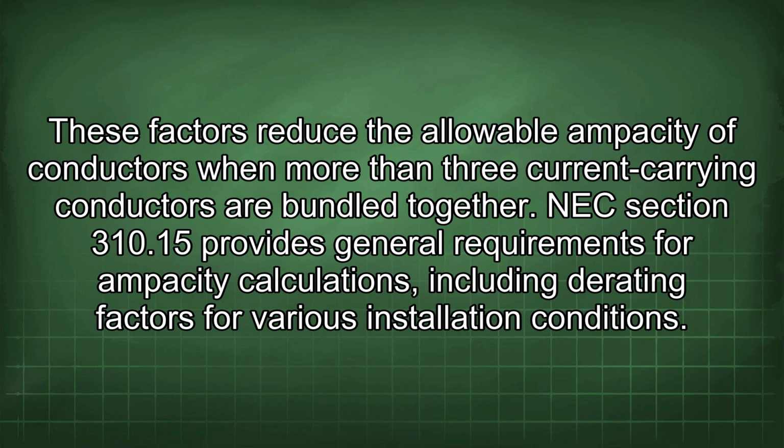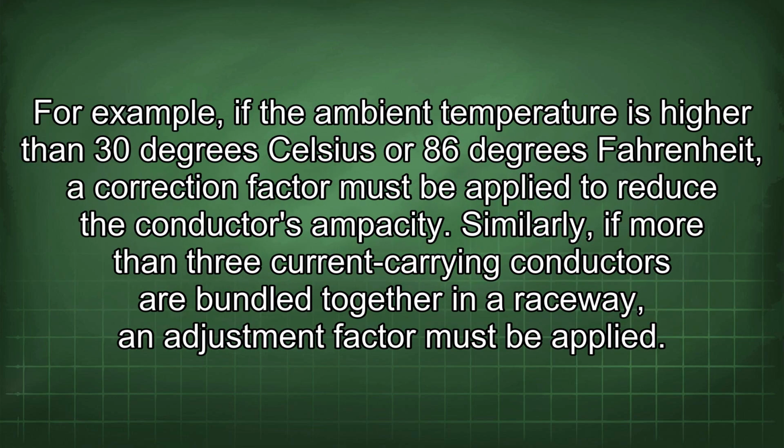NEC Section 310.15 provides general requirements for ampacity calculations, including derating factors for various installation conditions. For example, if the ambient temperature is higher than 30 degrees Celsius or 86 degrees Fahrenheit, a correction factor must be applied to reduce the conductor's ampacity. Similarly, if more than 3 current-carrying conductors are bundled together in a raceway, an adjustment factor must be applied.